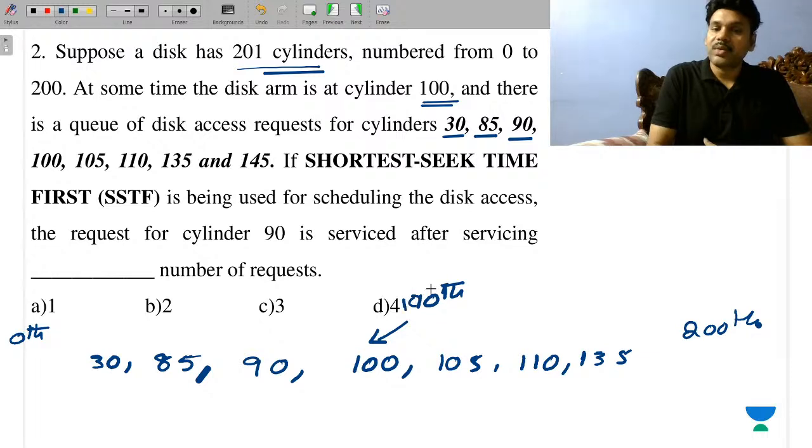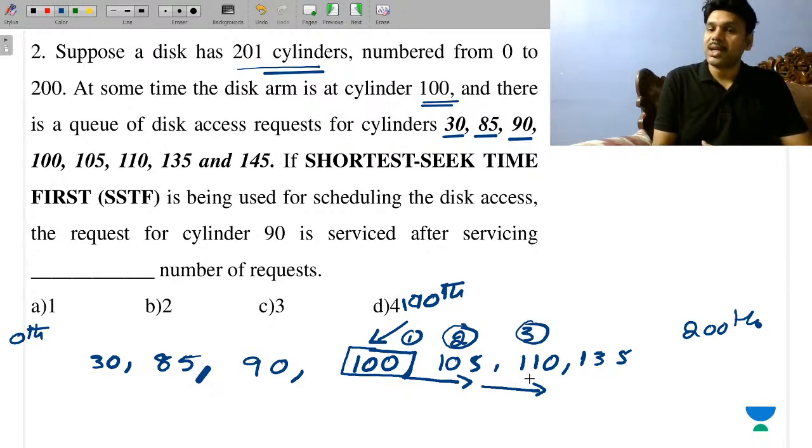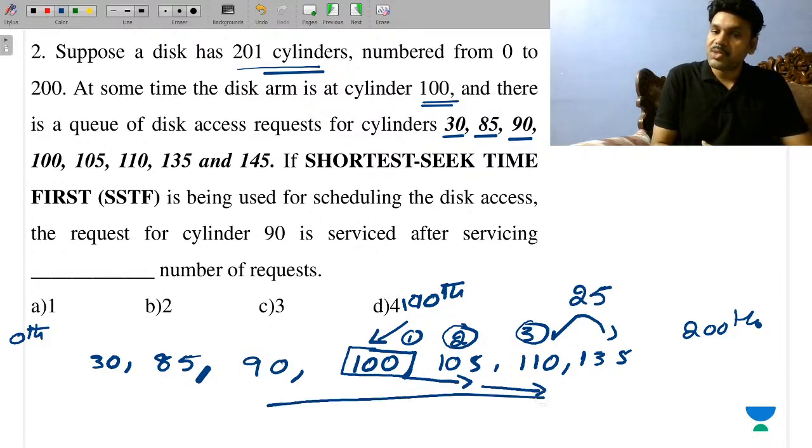The head is right now at the 100th cylinder. So 100 is also one of your requests, so it is satisfied first. Then this side is nearest to me, so it is satisfied immediately. Then this side is nearest, so it is satisfied immediately. If I go that side, it takes 25 cylinders distance, but if I satisfy this, it takes only 20 cylinders distance. So after satisfying three particular requests, 1, 2, 3, then your 90 is satisfied. So your answer is C in this case.